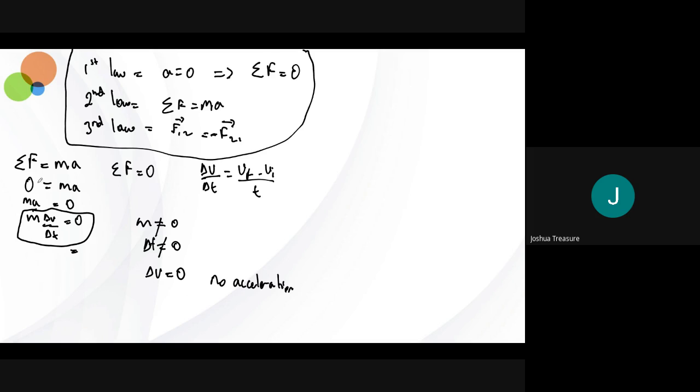So this proves the first law, which states that if the sum of the forces is equal to zero, and a body is at rest, it will stay at rest until an external resultant force acts on it. Then there will be a change in the force, and then a change in the acceleration. But if all the forces acting on the body are equal to zero, let's say we have the mass here.